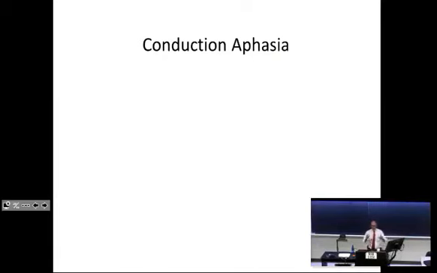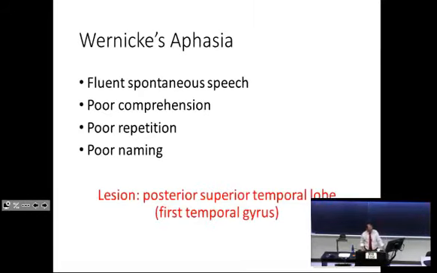Okay, so you heard she had tremendous problem with repetition. She had problems naming. She was able to understand quite well, and she was fluent. So that's a conduction aphasia. Now, Wernicke's aphasia, these patients are fluent, but they don't understand well. And they also don't repeat well, and they don't name well. So the difference between them and the conduction aphasias is these people have poor comprehension. And the lesion is in the posterior superior temporal lobe, in the first temporal gyrus.